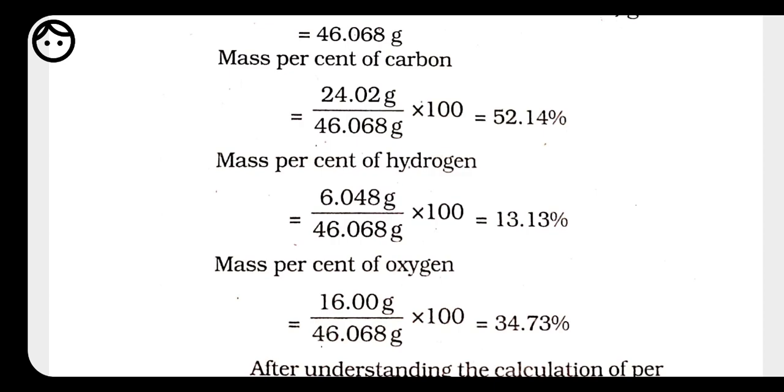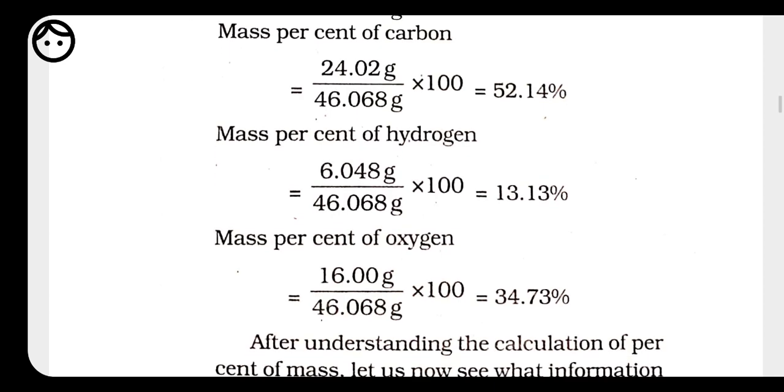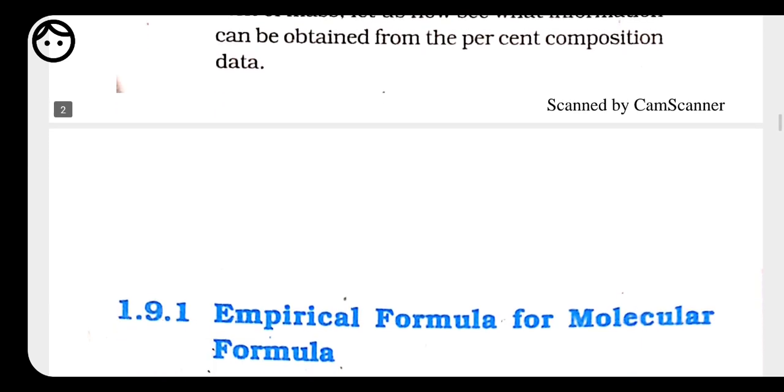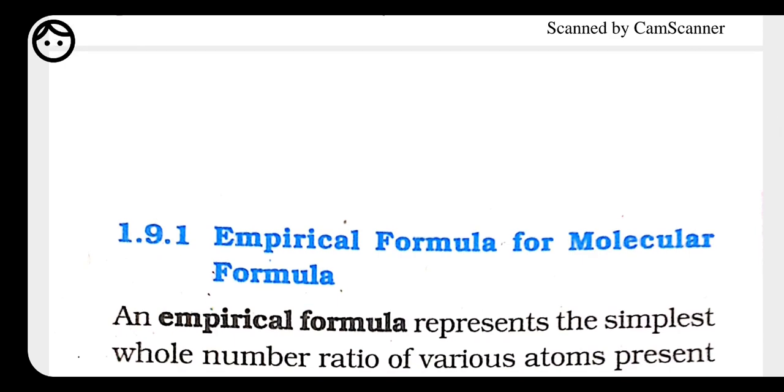So these three elements are present in different percentages: carbon as 52.14%, hydrogen as 13.13%, and oxygen as 34.73%. And when we add all three, we get 100% of ethanol. By this means we can calculate the percentage of each element in a compound, which is called percentage composition. After this topic, we have one more thing, called empirical formula for molecular mass, which is also similar to percentage composition.